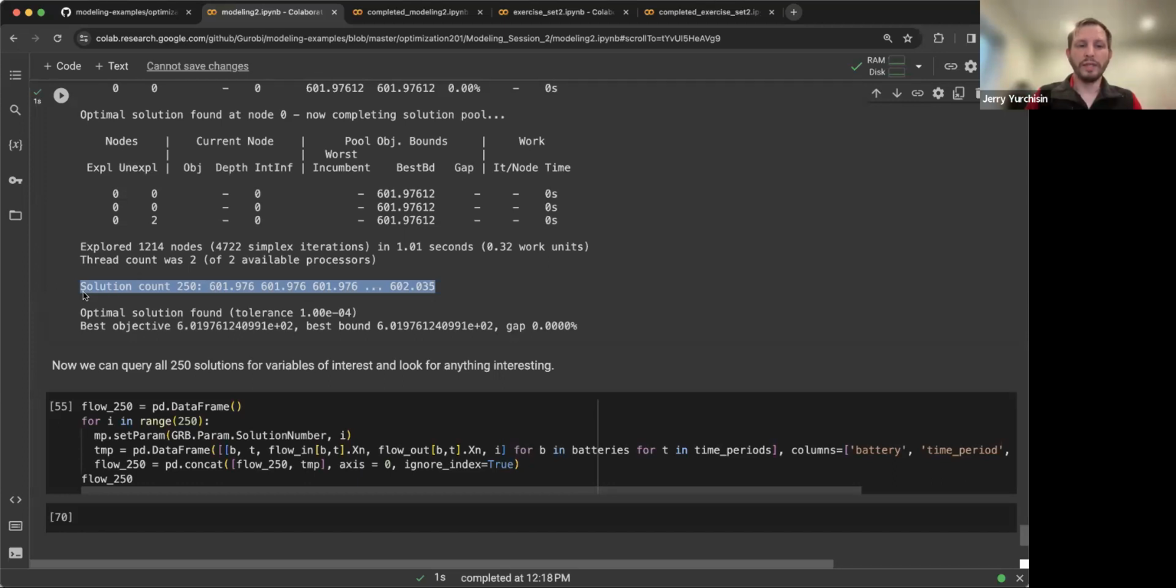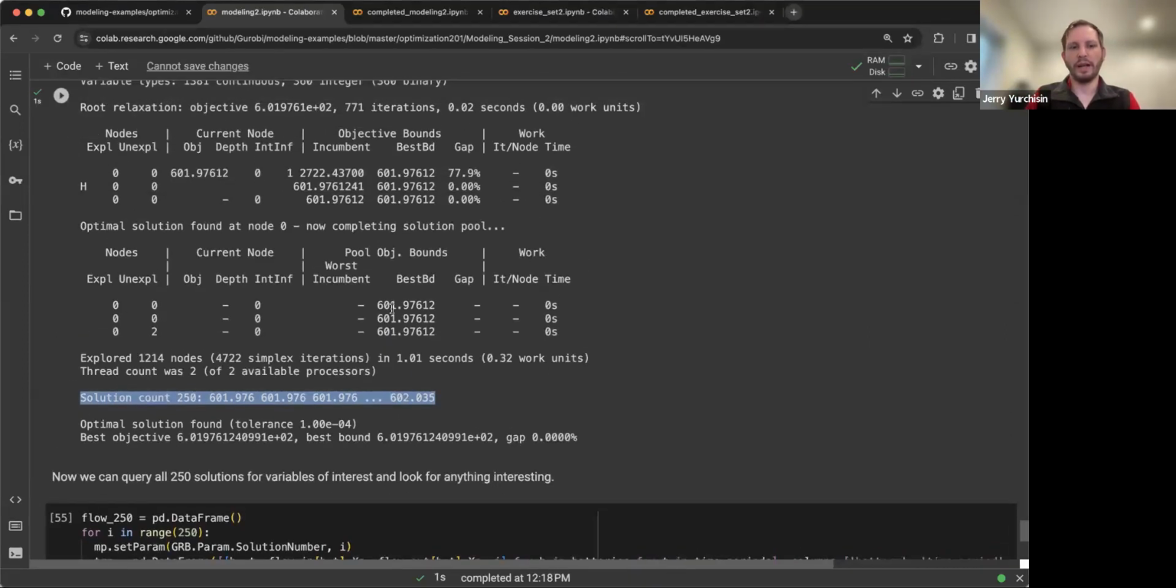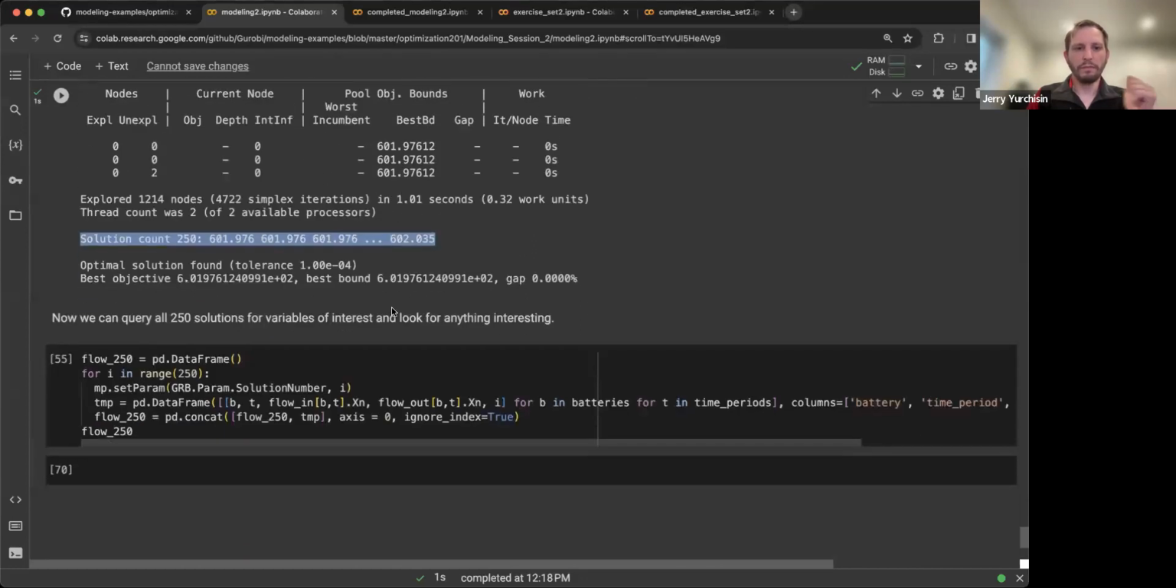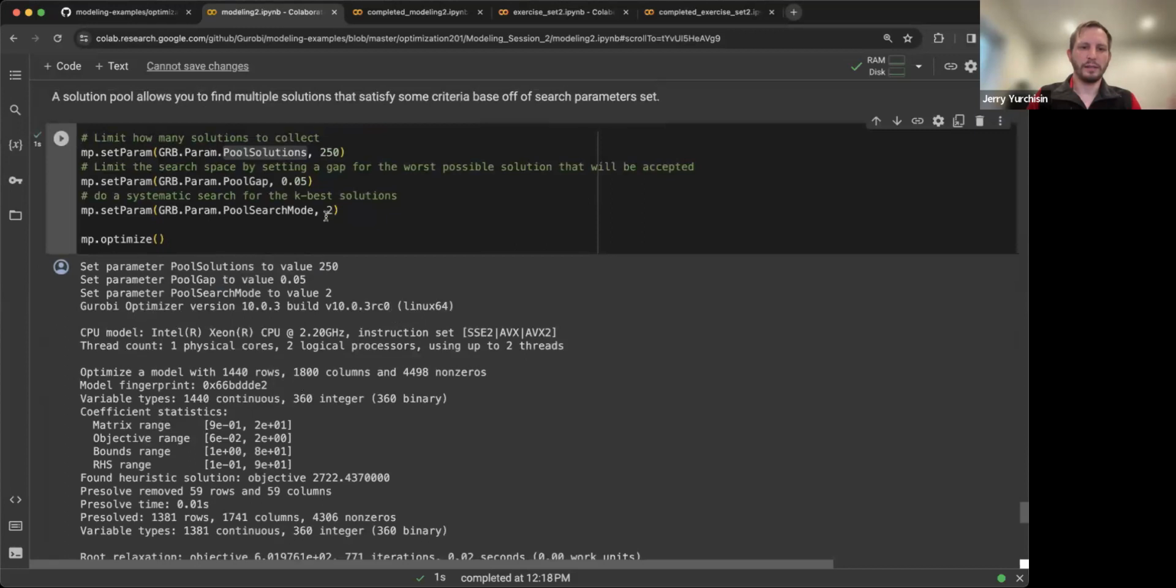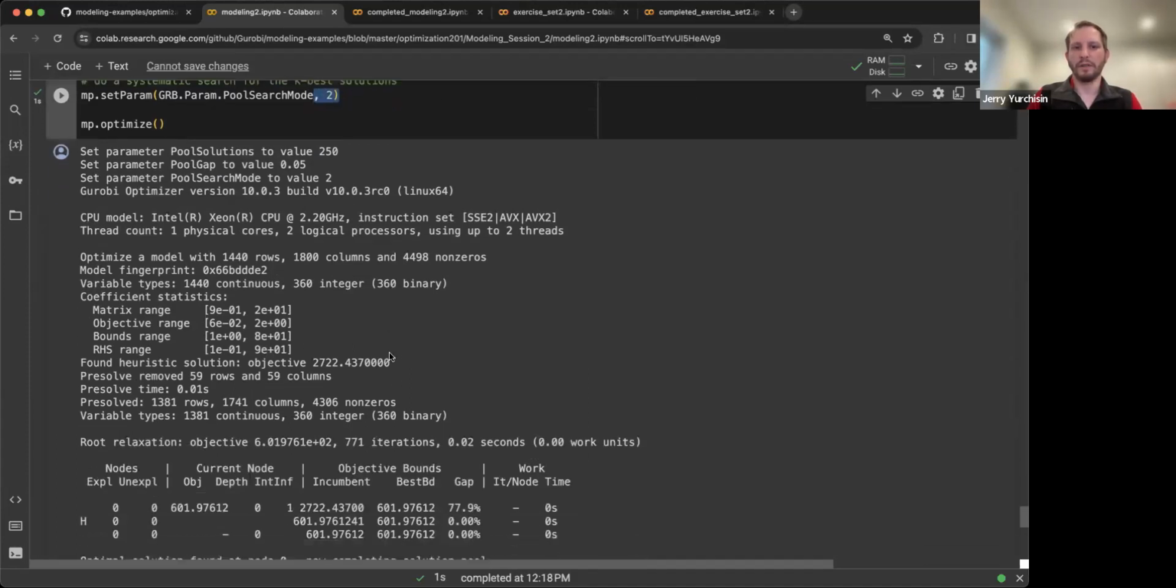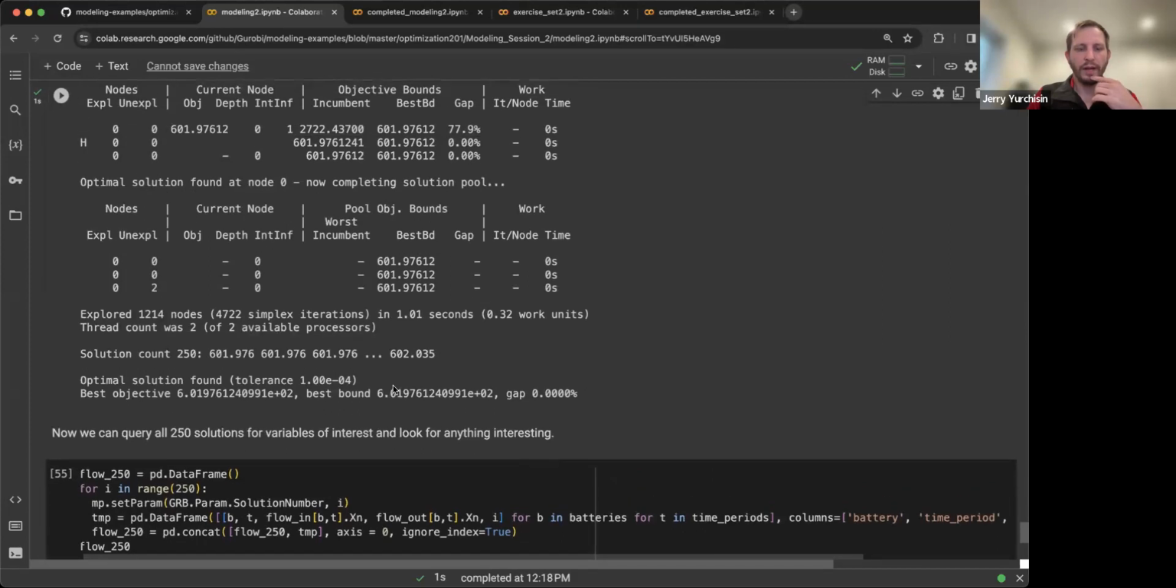So this pops up a lot. It was popping up in the examples yesterday, where it would say solution count 3 or solution count 5. So Gurobi's just automatically saying, hey, there's other solutions I got here, if you're interested. But now we're specifically saying, this is the number of solutions I want. I want it to be within this tolerance, and I want the best ones. And if you were to set this search mode to 1, you wouldn't necessarily be finding the best solutions. This and this with 1 would be, just give me 250 solutions, not necessarily the best.